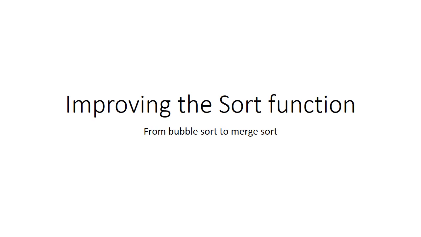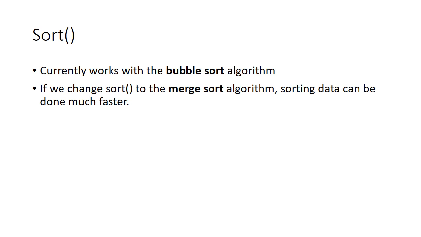I'm going to talk about how we can improve the sort function we use in our organization. Our employees use the sort function for various data with different input sizes. The sort function works with the bubble sort algorithm, but if we change our sort function to the merge sort algorithm, sorting data can be done much faster.